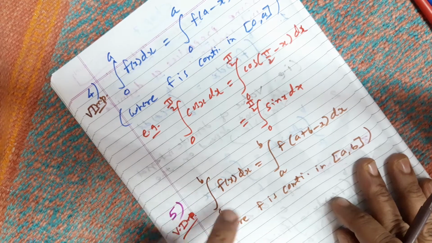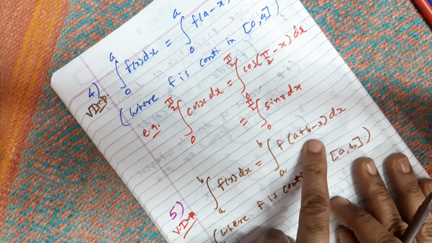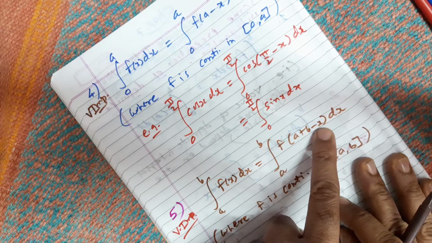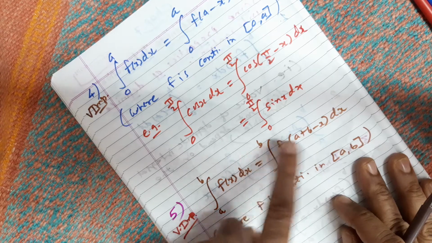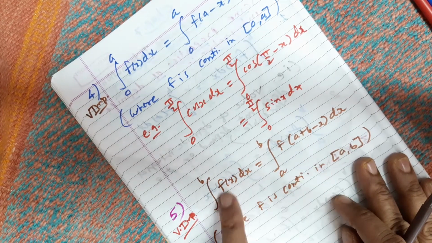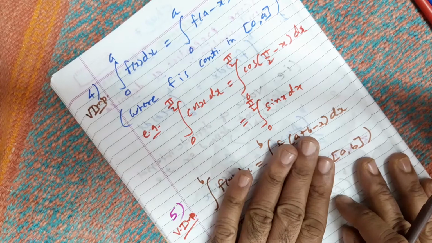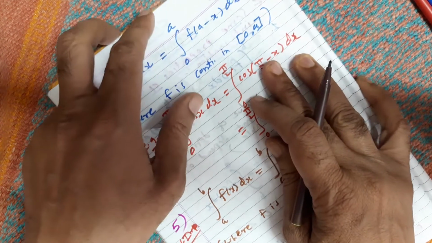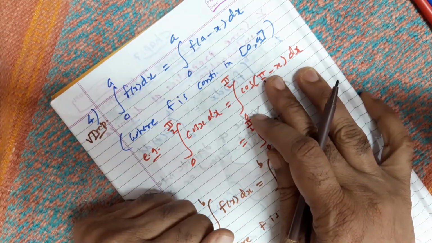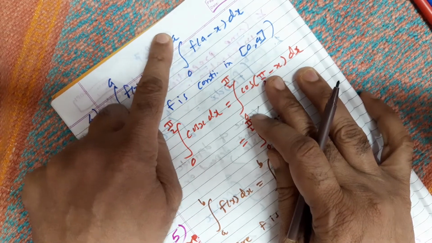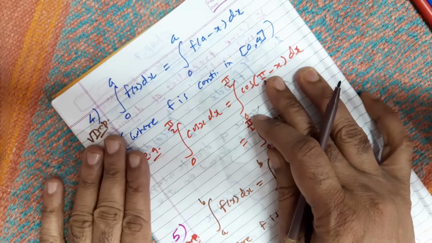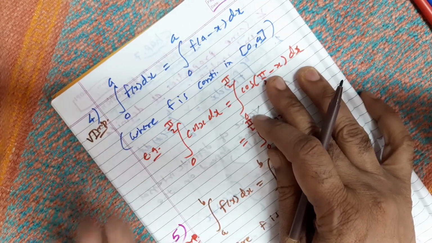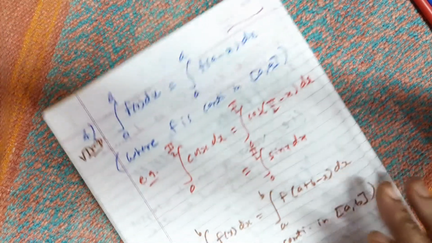Actually the limits are a to b, then instead of x, what I have written here is a plus b minus x, meaning upper limit plus lower limit minus x, dx. Then the answer does not alter, the answer remains the same. So now look at this thing. What is this? Is it the same? It is 0 plus a minus x, isn't it? So this fourth property is a special case of the fifth property. Can I say this? The fourth property is a special case of the fifth property.